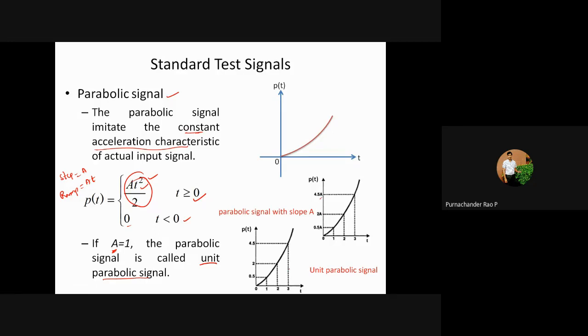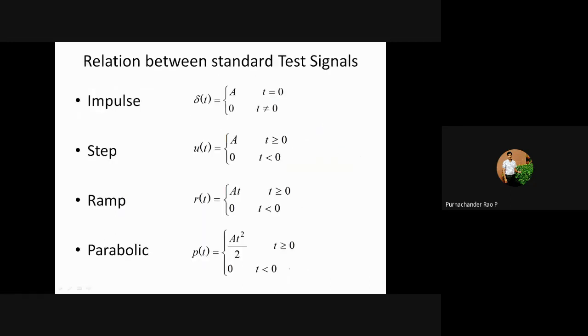Okay, so these are about the standard test signals. The relation between these signals will be represented here. The impulse signal will be having a constant value of A, and the step signal is also having a constant value of A. But just remember, the impulse is A only when t is equal to 0. For the step signal, for t greater than or equal to 0, the magnitude is going to be A. This is the difference.